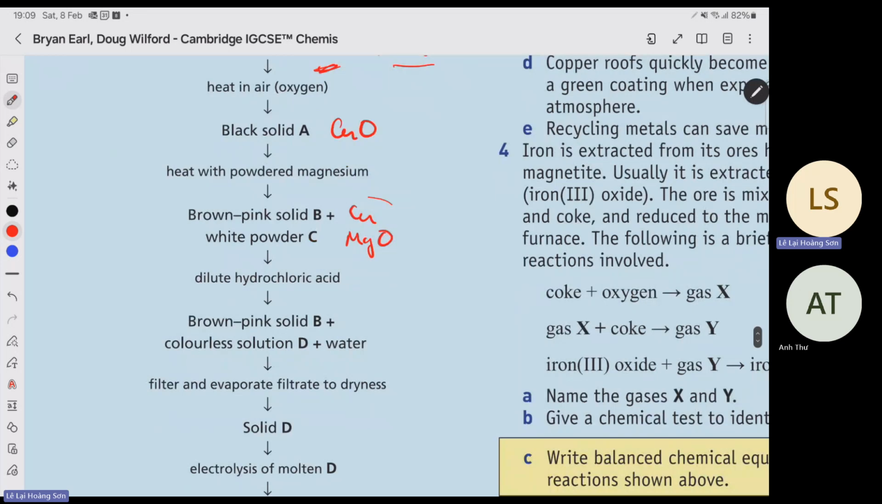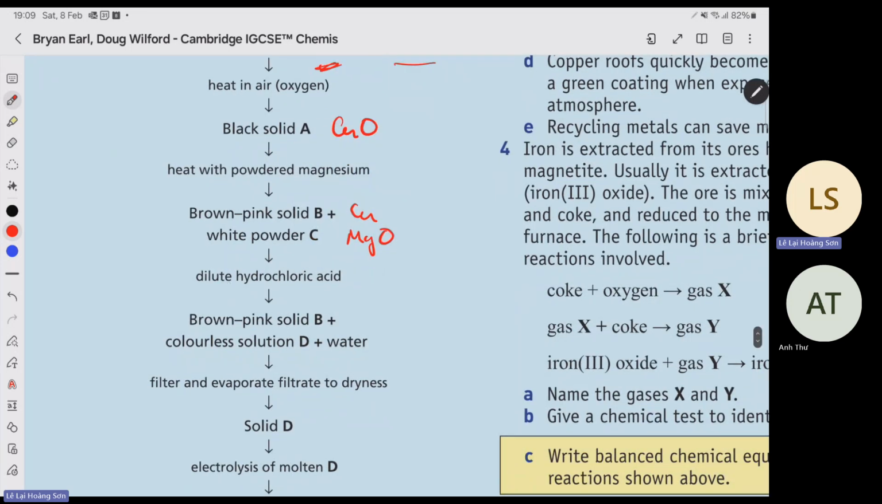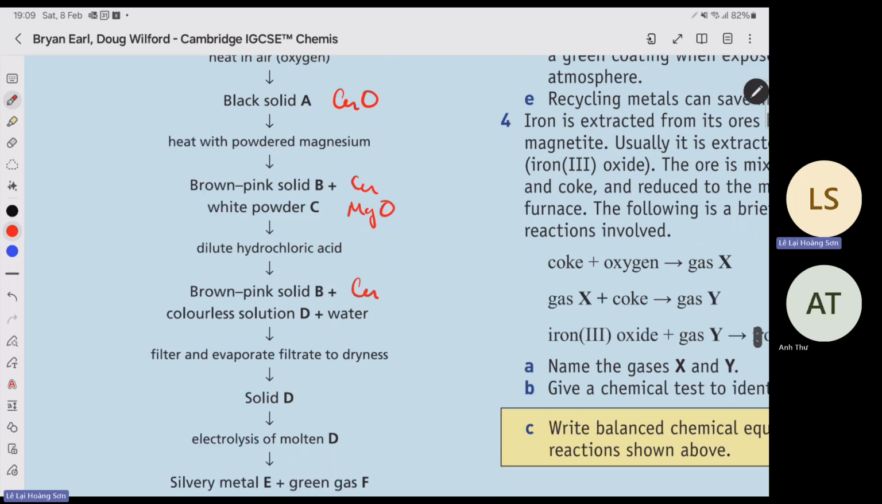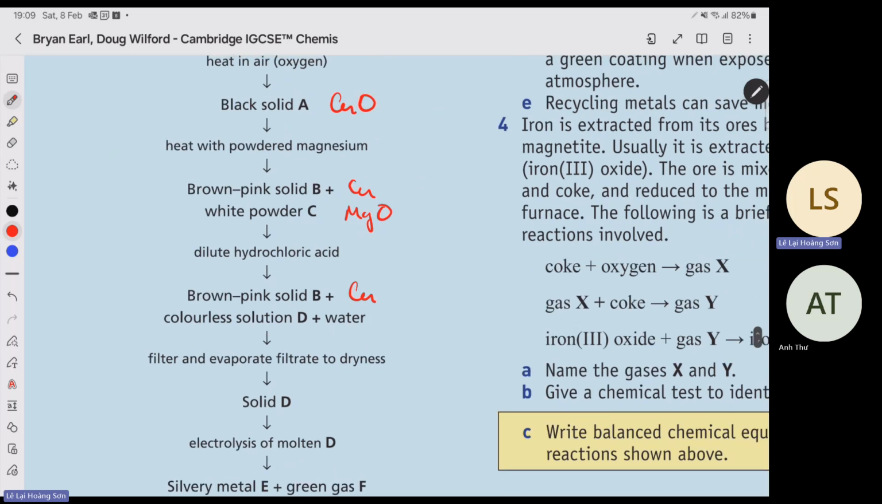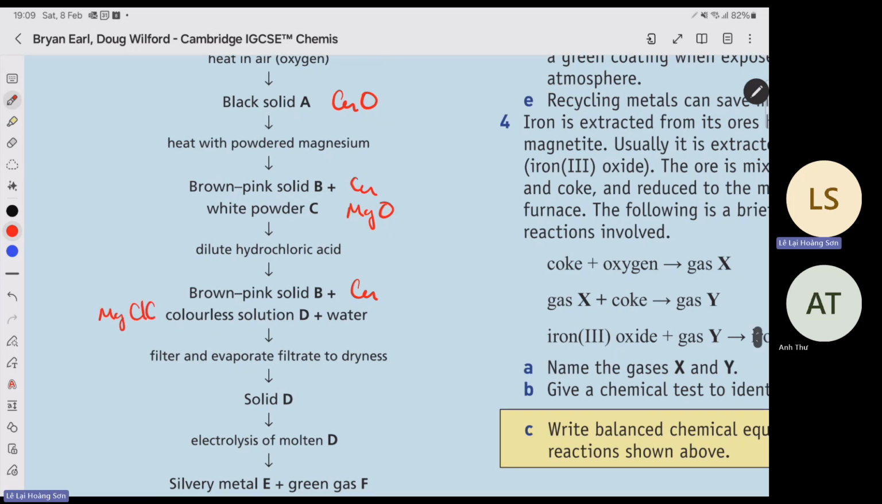We add these two compounds into dilute hydrochloric acid. Copper cannot react, so it will remain as copper over here. Colorless solution D. Can you tell me what solution D is? Magnesium hypochlorite? Magnesium hypochlorite is ClO2 like this. What is the product between hydrochloric acid and magnesium? What is hydrochloric acid first? Hydrochloric acid is HCl. HCl, okay.